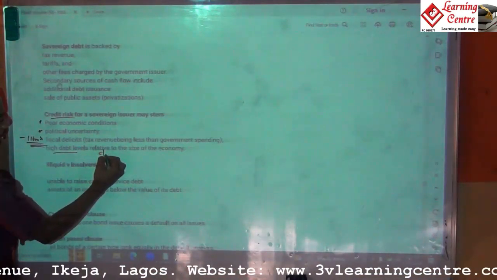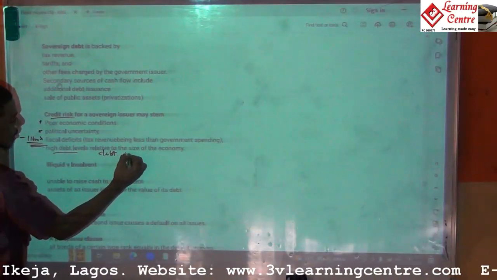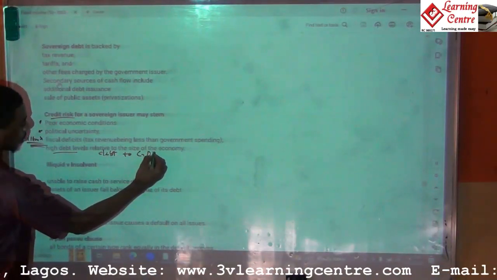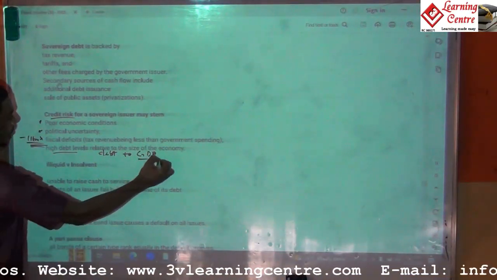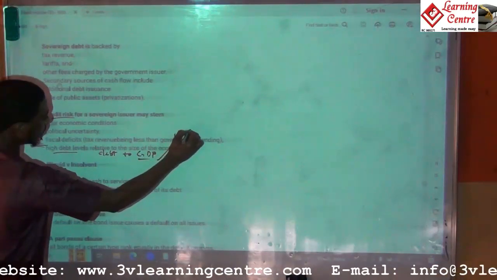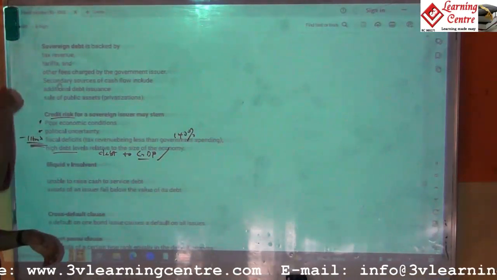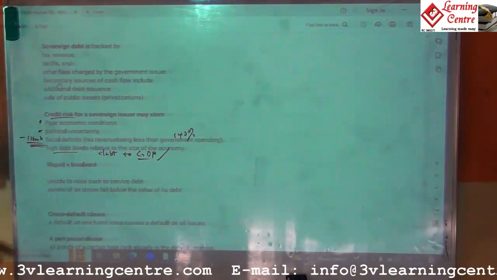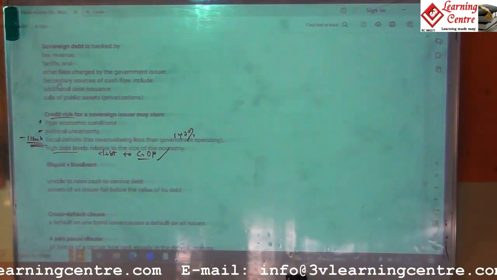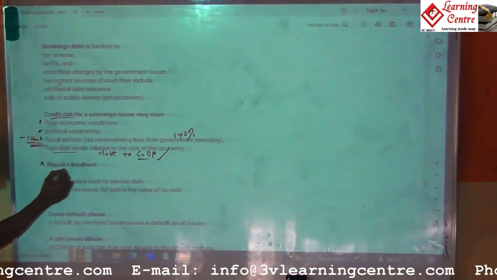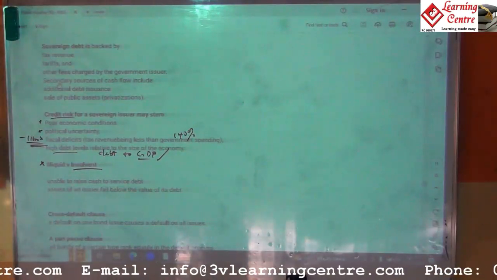So if you look at your debt to GDP ratio, when it starts climbing to around 40%, they are overwhelming. Those are the points, and the most important point is the difference between illiquidity and insolvency.